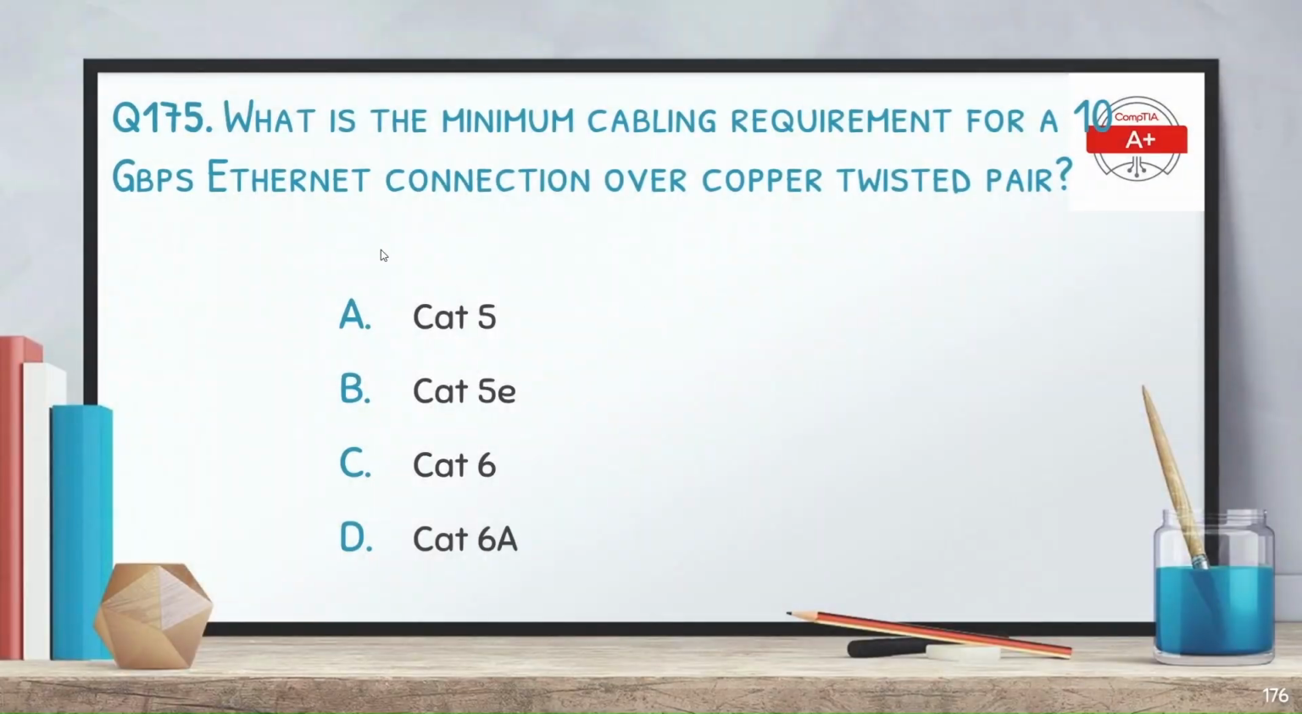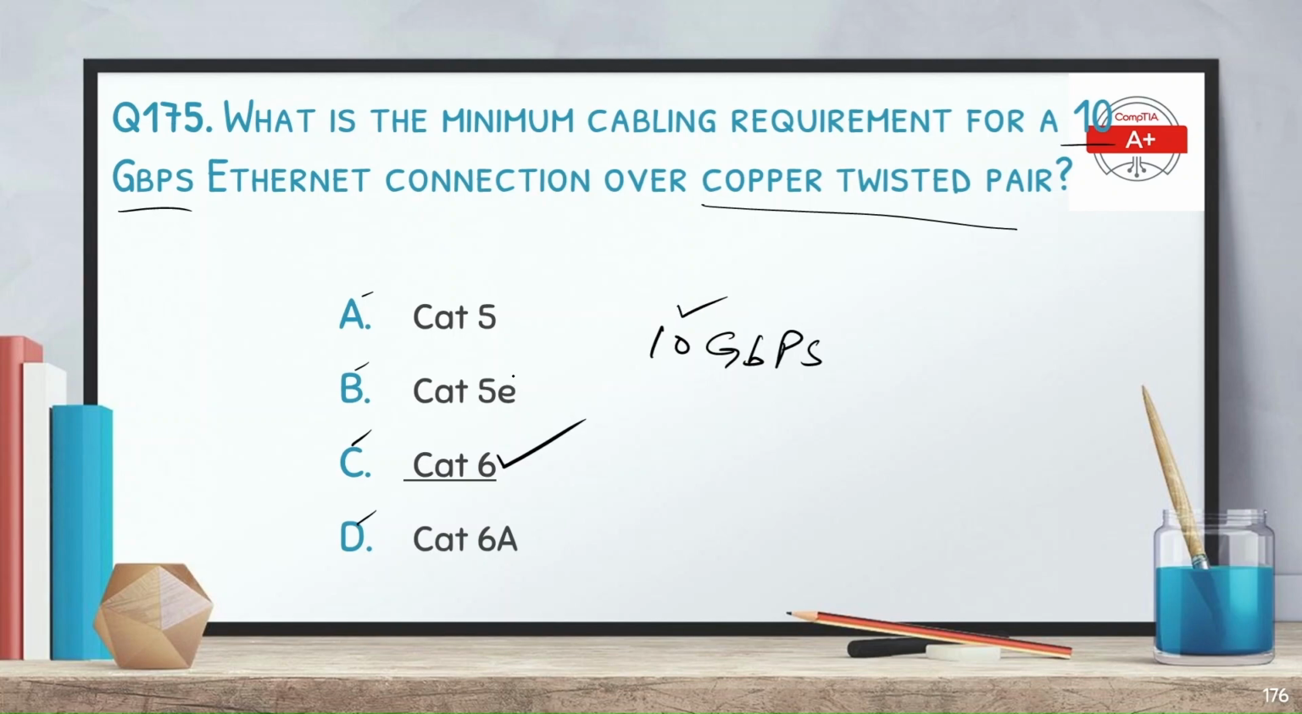Question number 175 is that what is the minimum cabling requirement for a 10 Gbps Ethernet connection over copper twisted pair? And the options are A, Cat 5, B, Cat 5e, C, Cat 6, and D, Cat 6a. And the correct option is Cat 6. So Cat 6 can have the data rate of 10 gigabits per second, while Cat 5e can have the maximum rate of 1 Gbps.